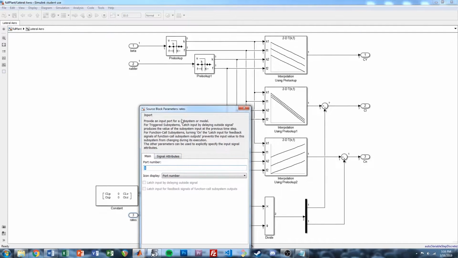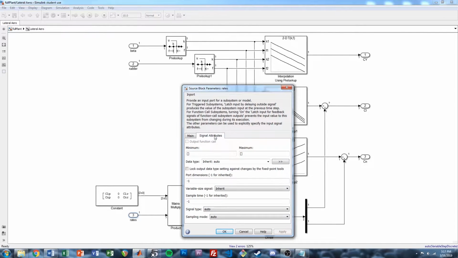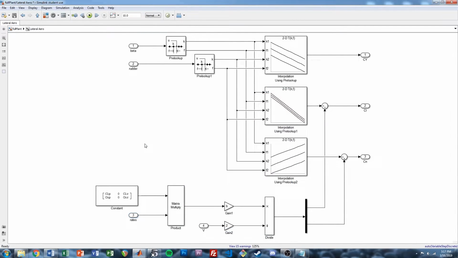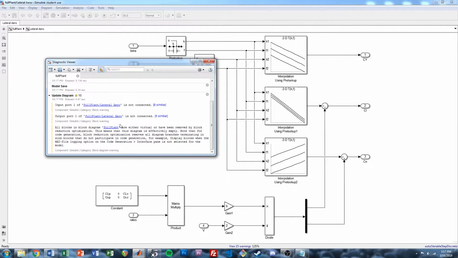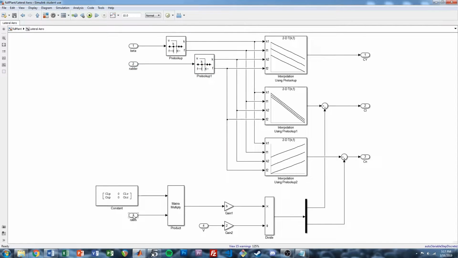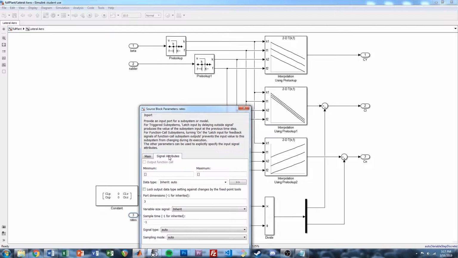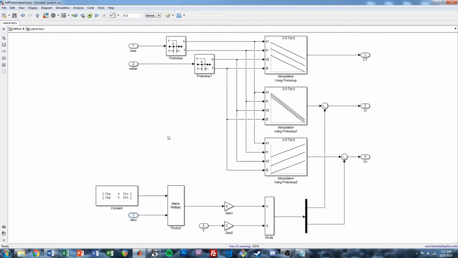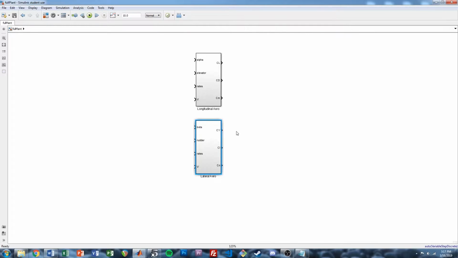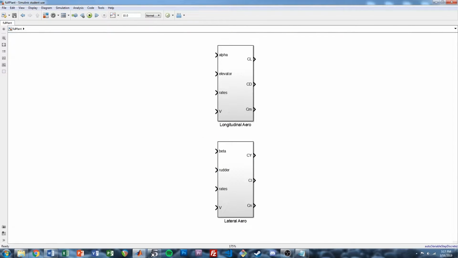We might just go ahead and double click on the rates input, set the signal attributes for dimension 3, maybe? Yeah, so if we did that, then it's all fine. We got lots of warnings. That's just because things aren't connected. So all I did there was double click on this rates input, go to signal attributes and say, hey, this is going to be a 3-element vector. So when you do this matrix multiplication, everything should work out fine. So now we have our longitudinal and our lateral aero.